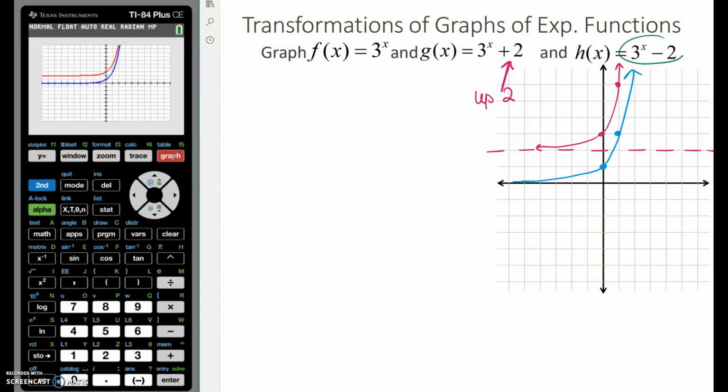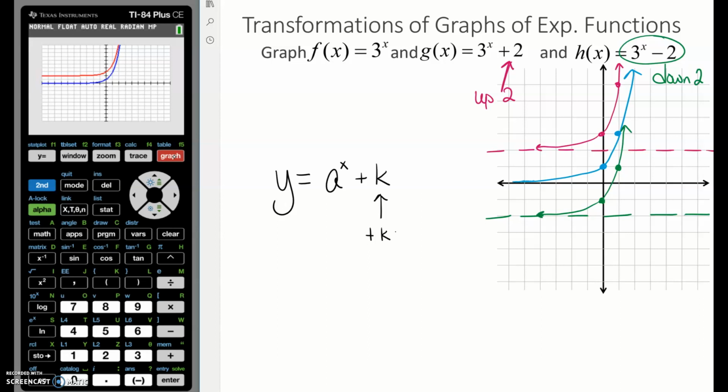If I were to graph this one, 3 to the x minus 2, what do you think would happen? That asymptote would move down 2, and our growth graph would look like that. It would move the entire graph down 2. So you might want to jot next to that, down 2. So if you have y equals a to the x plus k, plus k moves the graph up, minus k moves the graph down.